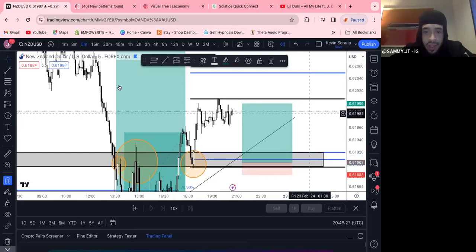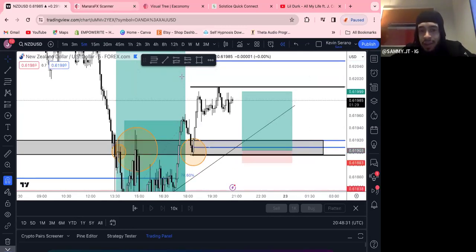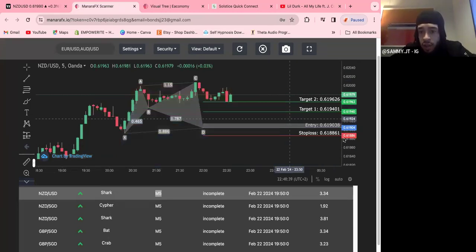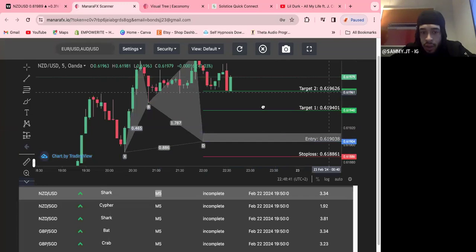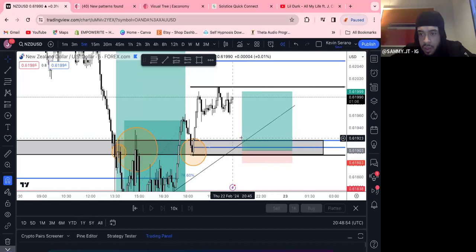Ideally, you'd want it to see because what the scanner gives you, it does give you an exact entry point, but it also gives you a little box. Okay, so anywhere within that box is where you could potentially see a move. Okay, so the box starts at 6.1915.